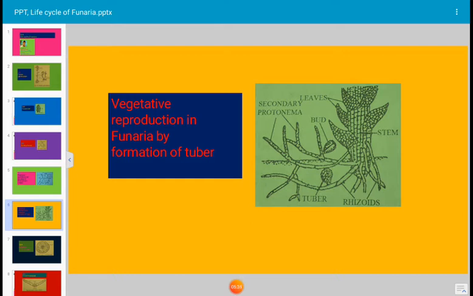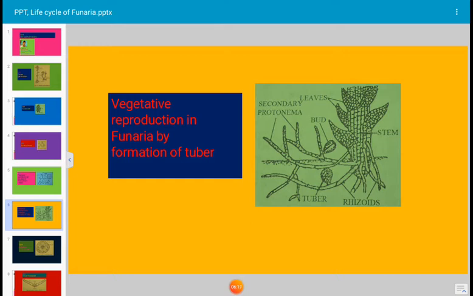Another type of vegetative reproduction in Funaria takes place by formation of bulbils. The resting buds that develop on the rhizoids are called bulbils. At the return of the favorable season, in the presence of favorable environmental conditions, the bulbils germinate to form a protonema. From the buds develops a new gametophore. According to recent terminology, resting buds developed on rhizoids are called tubers. Tubers are shown in the photograph.